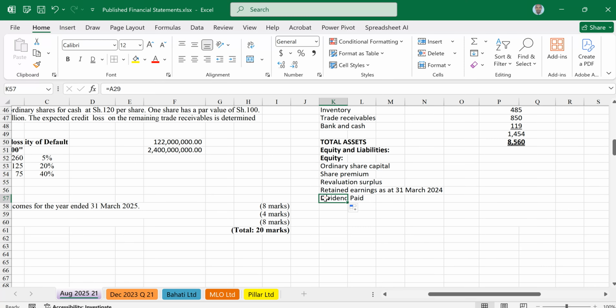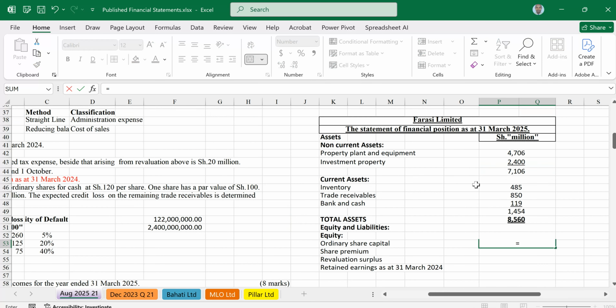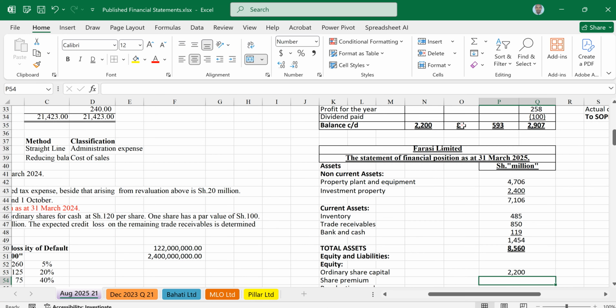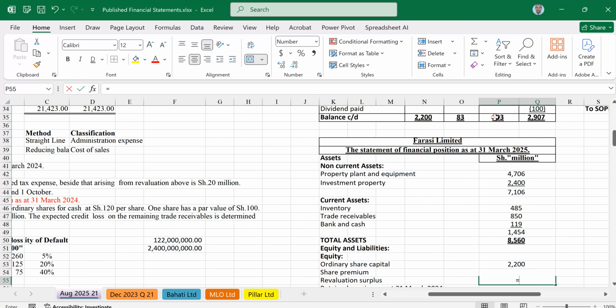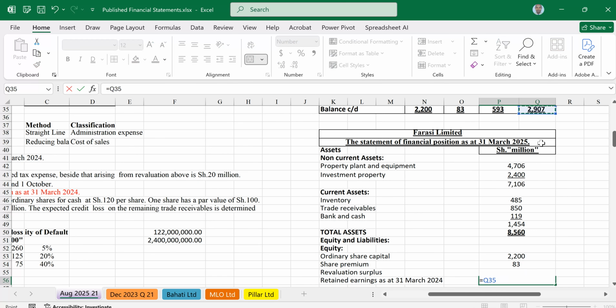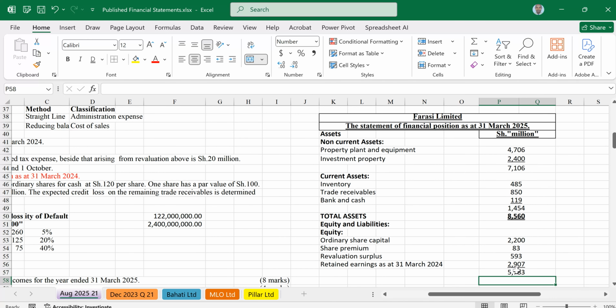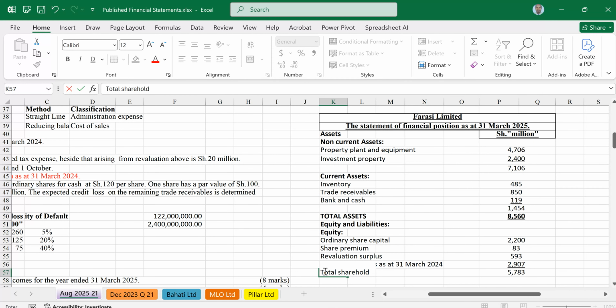Dividend is not part of that. So they are all in the statement of changes in equity. So the ordinary share capital is 2,200. The other one is 83. The other one is 593. Then the last one is 2907. Add that way. Total shareholders funds.